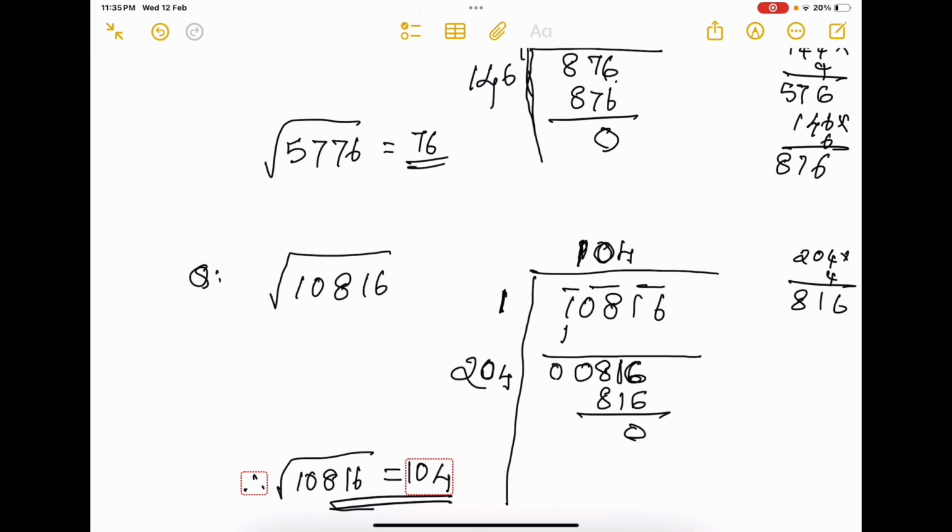So it is correct. So we write 4 near to 10 in the quotient and 4 near to 20 on the left side. Then we multiply it. Then we get 816. Then subtract, we get 0. So root of 10816 equals 104.